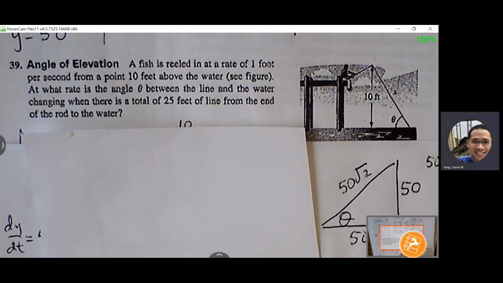Negative. It's coming in, so therefore that x is decreasing. Right, good. Make sure you hold on to your variable though when you create your trig equation. That 25 is not going to be used till later.